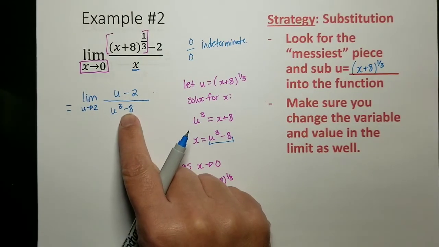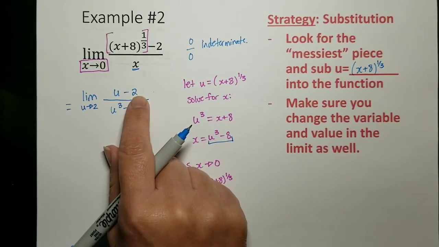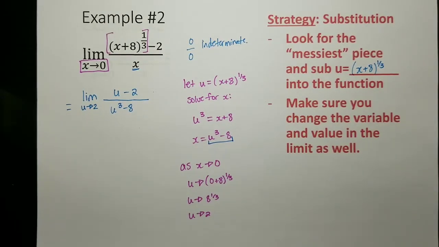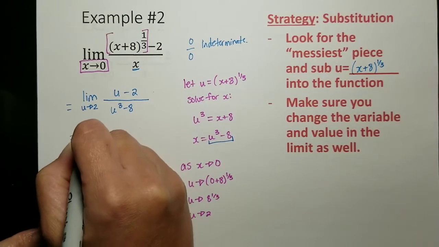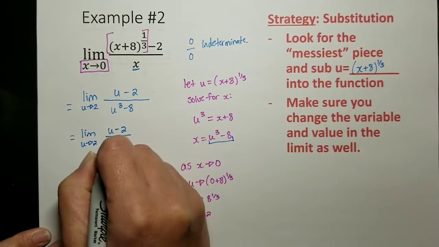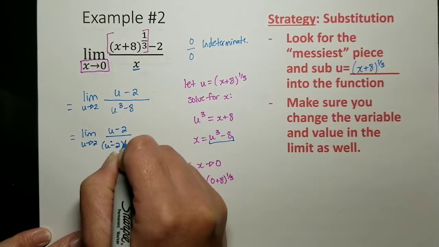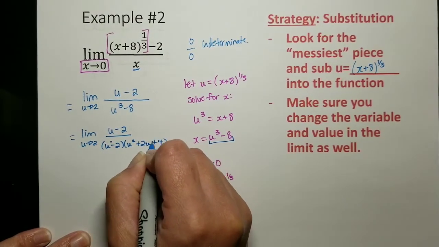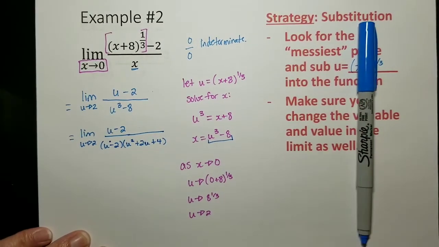Now this is still indeterminate. I've got 2 minus 2 on the top and 2 cubed minus 8 on the bottom, but it's much easier to deal with now. And now we see we're back to our factoring strategy. So I have a difference of cubes on the bottom. So the limit as u approaches 2 of u minus 2 over (u minus 2) times (u squared plus 2u plus 4). So now I have something that is much easier to cope with.